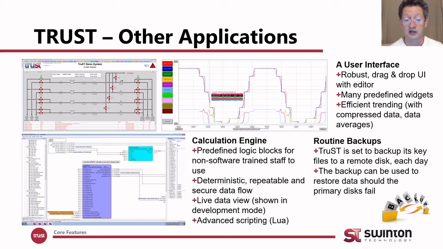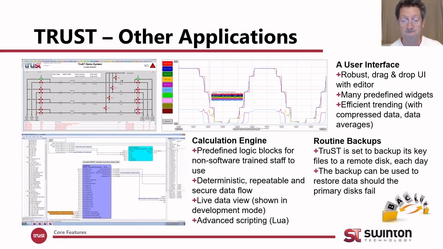Bottom left, you've got a calculation engine, which is included in most systems. Our engineers use this to add extra functionality to the system. It's a configuration exercise. They can connect up predefined logic blocks, which could be metering calculations, or simple Boolean operations, or even more complex operations are achieved using the Lua scripting language. TruST can perform routine backups. So should your RAID disk or your server fail, TruST has got the possibility to have backed itself up to elsewhere on your network.